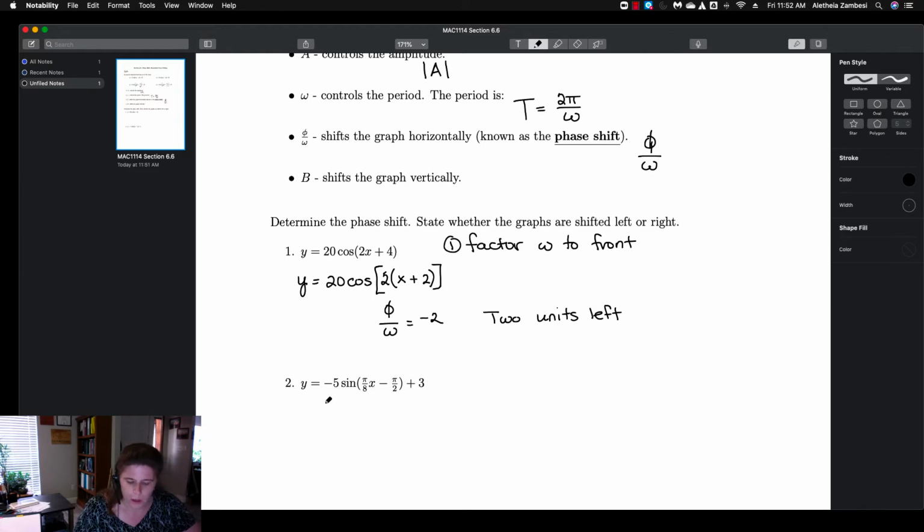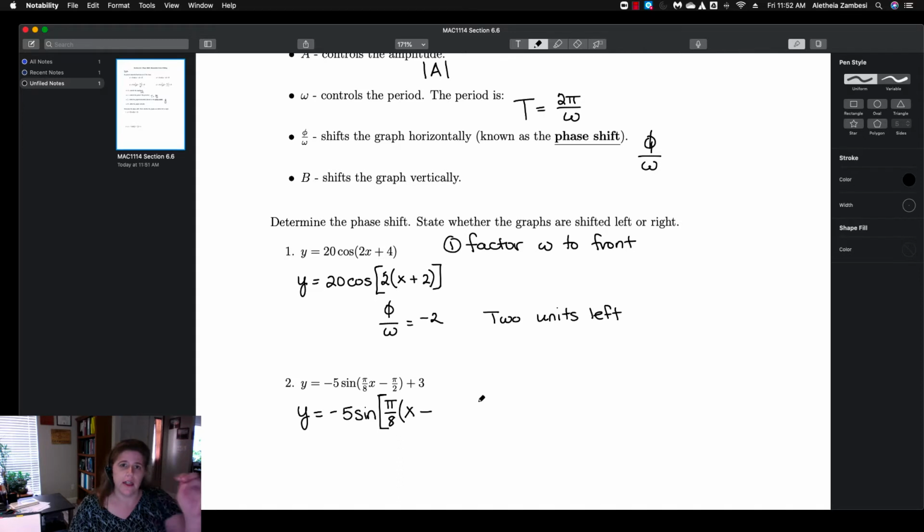This next one, y is equal to negative 5 sine of pi over 8x minus pi over 2 plus 3. This one's a little bit more complicated to factor, so I wanted to do this as an example just so you see how to factor it out. So the first part, pi over 8, that's our omega term. X, that's the easy part because you're just pulling that forward. But then we have to factor it out of pi over 2.